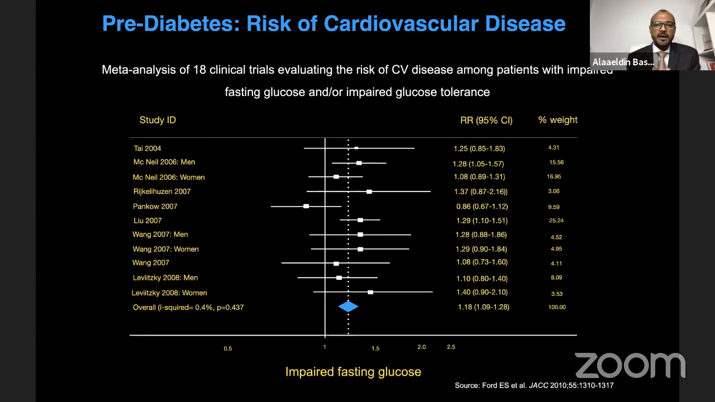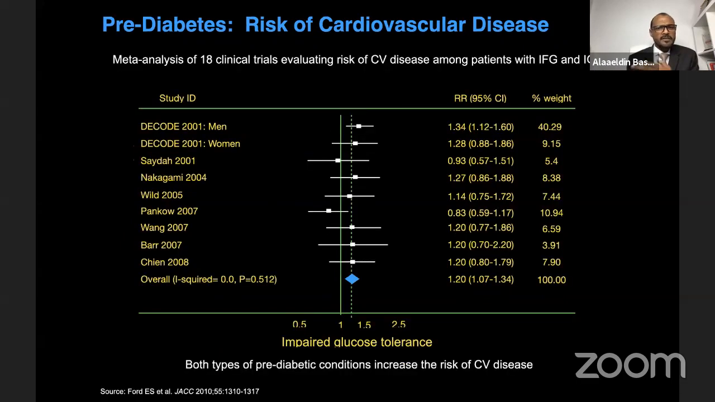If you look at this first graph, at patients with impaired fasting glucose, these were the trials. In all the trials, there is an increased risk of cardiovascular disease in patients with impaired fasting glucose. In the overall result of the meta-analysis, you can see that the risk of cardiovascular disease is significantly increased, almost an 18% increase in patients with impaired fasting glucose. You would see similar results in patients with impaired glucose tolerance, almost 20% of whom are at higher risk of developing cardiovascular disease compared to non-diabetic patients.